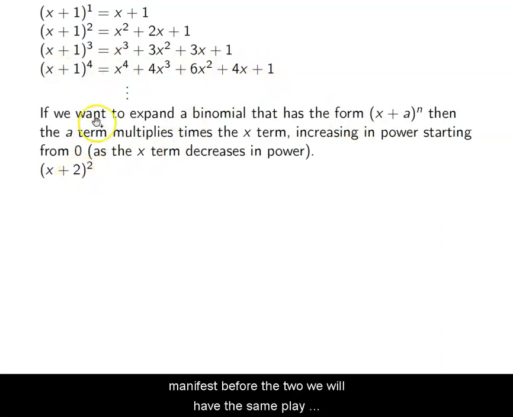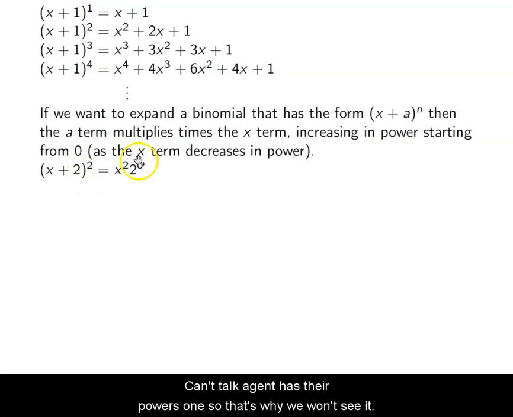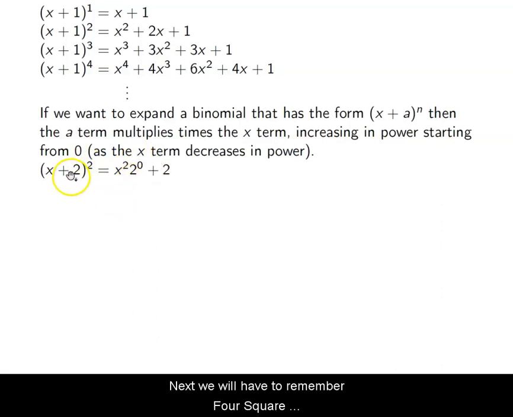But for the 2, we will have these same coefficients, but we'll also have powers of 2 that show up as well. So the first term here would be x squared. So x to the second power, 2 to the 0 power. Okay, so anything to the 0 power is 1, so that's why we won't see it. Next we will have 2.